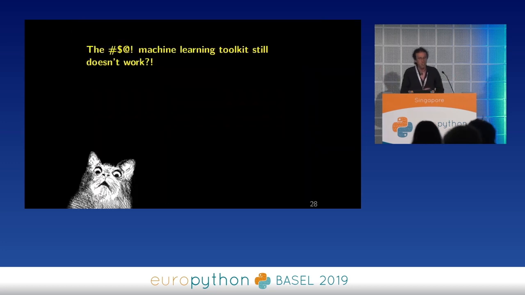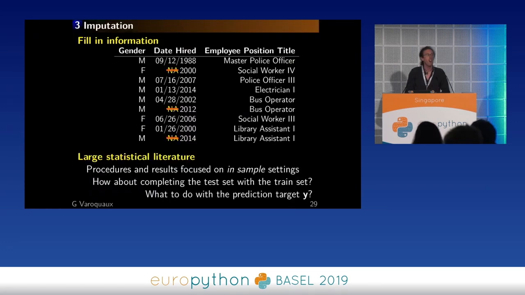Now, based on this, we can just do machine learning. But the machine learning toolkit still doesn't work. I've given you theory, not practice. Okay, practice. I'll come back to this theory later. Practice: we can impute. And this goes back to the theory before. Imputing means we're going to fill in the information. We're going to guess things for those values we haven't seen. And once again, there's a large statistical literature, but it's focused on in-sample testing. It doesn't tell you how to complete the test set, and doesn't tell you what to do with the prediction.